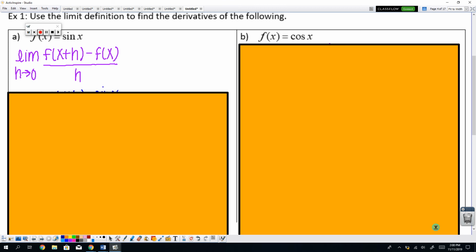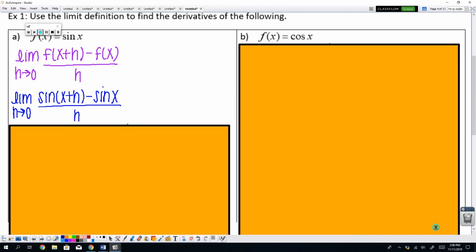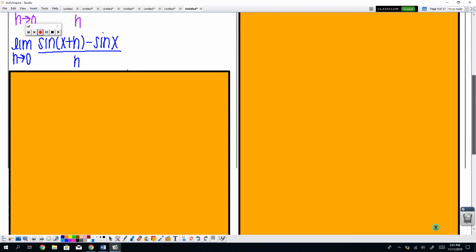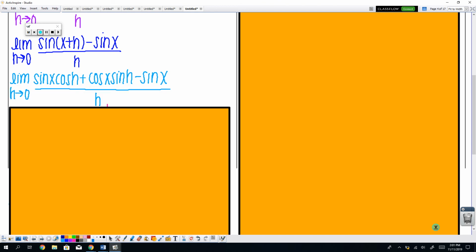So our sine function will then say sine of x plus h minus sine of x all over h. Because remember, we're just plugging x plus h into our function and then just subtracting our function, which is sine x. And now we see why we wrote down sine of x plus h earlier in the notes, because we're going to use it right here. So I'm going to use my formula and rewrite it. It's going to be kind of long here. So notice all I did here was rewrite. So I did sine x cosine h plus cosine x sine h. And I'm going through and I'm just rewriting.